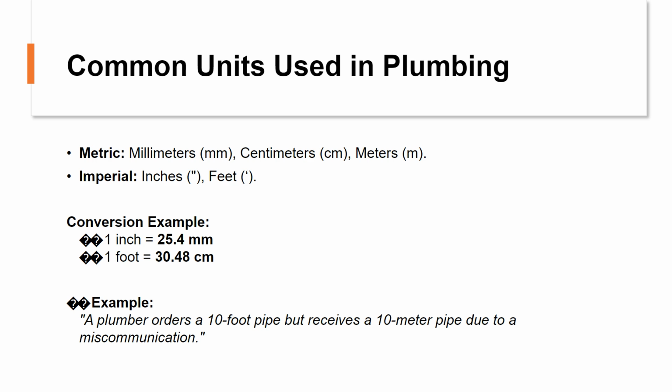Plumbers work with two major systems, the metric system and the imperial system. Metric system. Used in most parts of the world, especially here in Nigeria, this system uses millimeters, mm, centimeters, cm, and meters, m. It's clean. It's based on tens. It's precise, but only if you use it correctly. Imperial system.